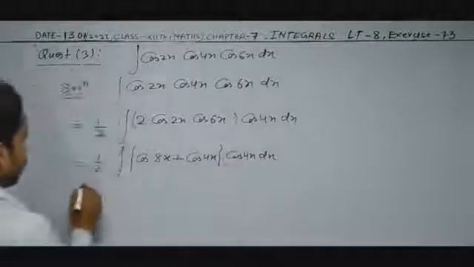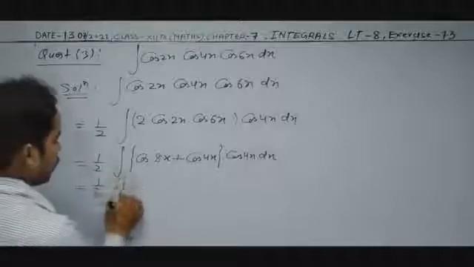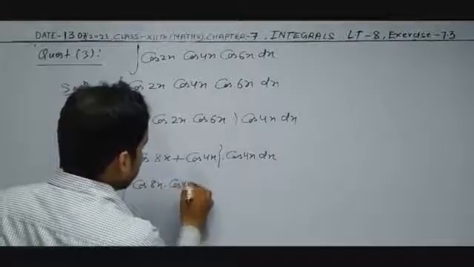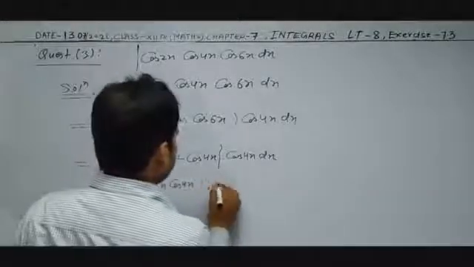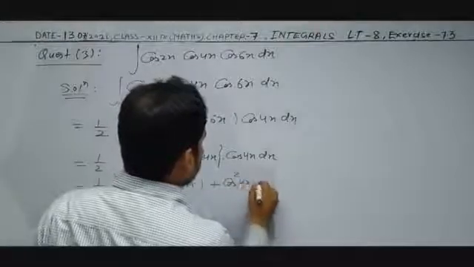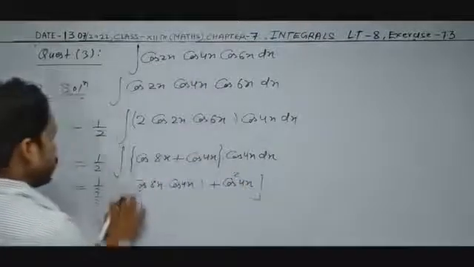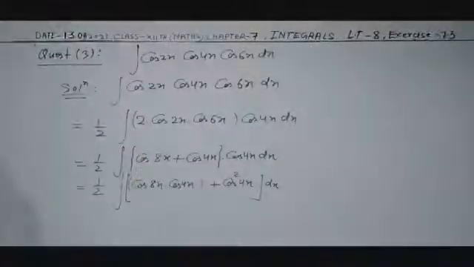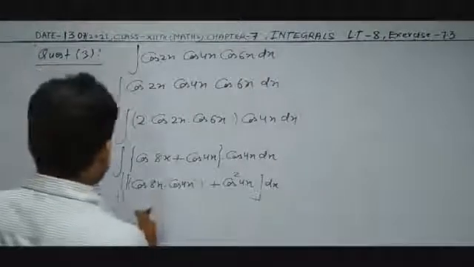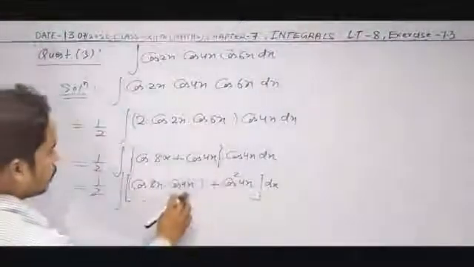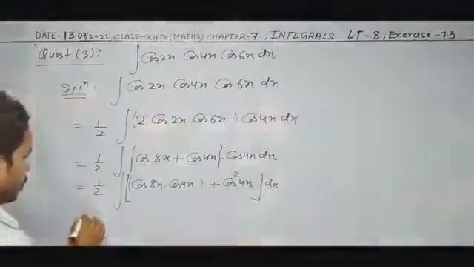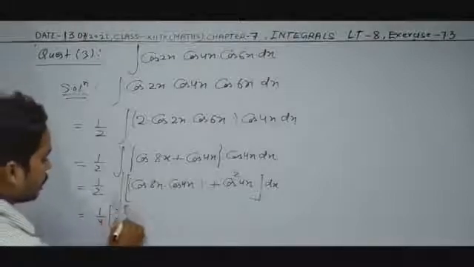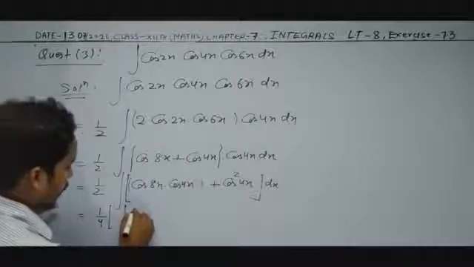Now multiply 1 by 2, integration over cos of 8x cos of 4x plus cos square 4x dx. Now again, rationalize by 2 in this expression. Then suppose 1 by 4 outside the integration, multiplied by 2 in this bracket.